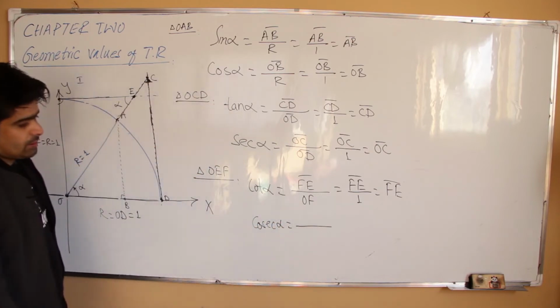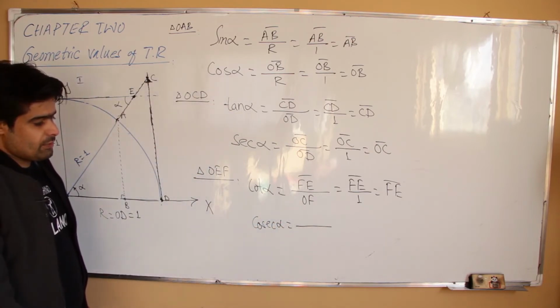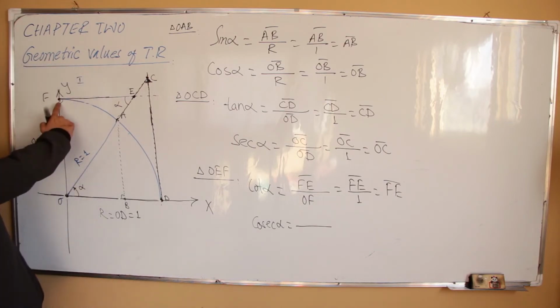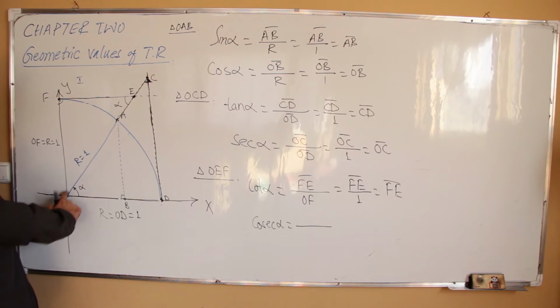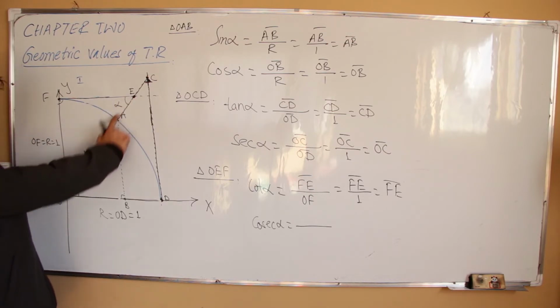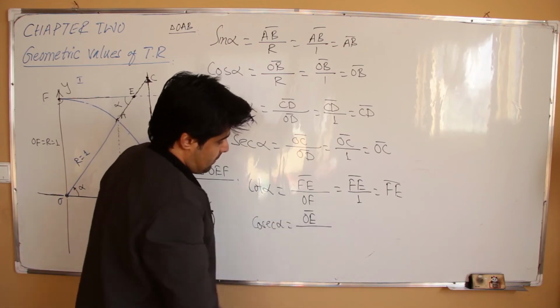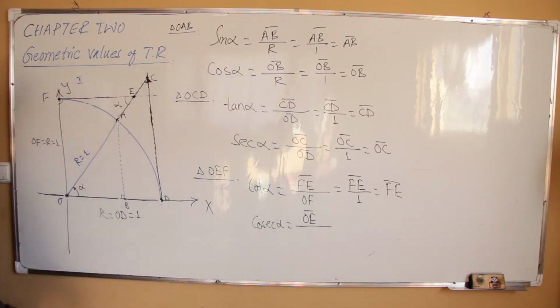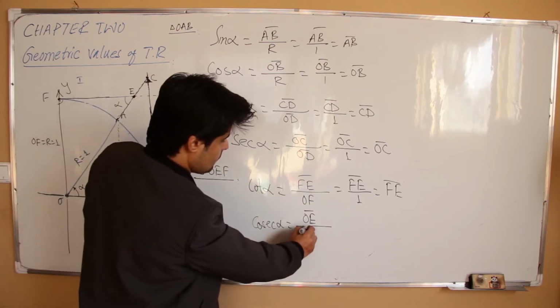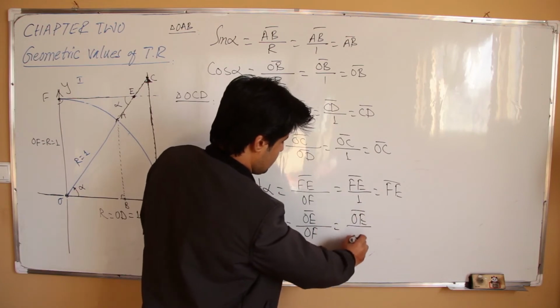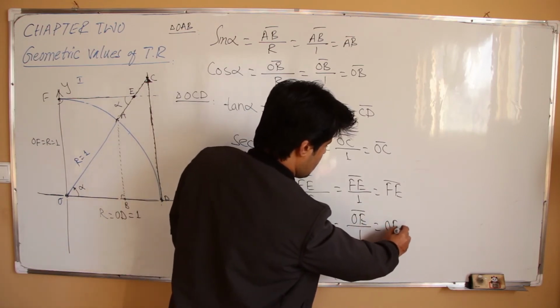What cosecant is? It is hypotenuse divided by opposite. Hypotenuse. This is our right angle. OE is our hypotenuse. OE divided by what? Opposite, which is OF. And OF is 1. OE divided by 1, it is OE.